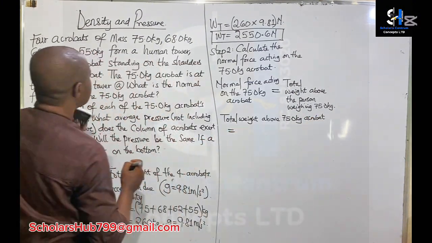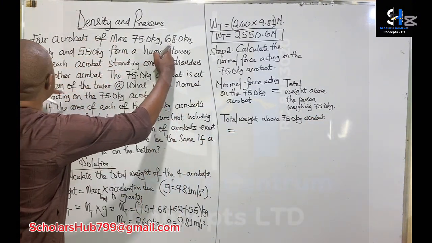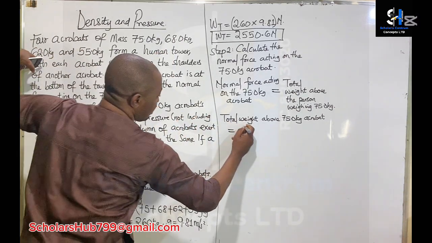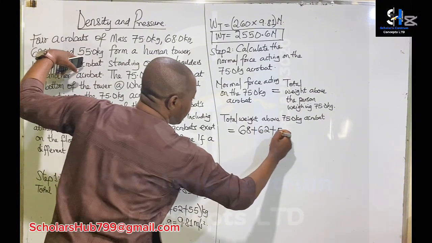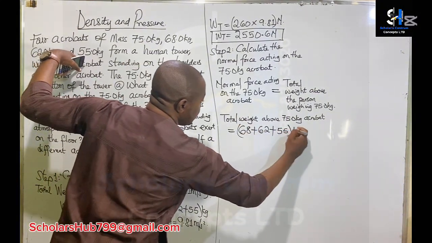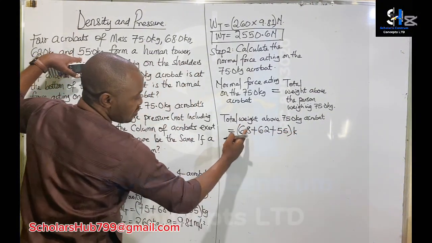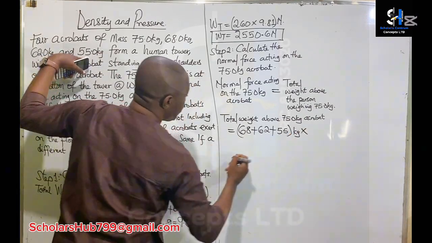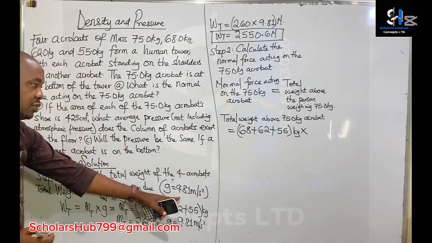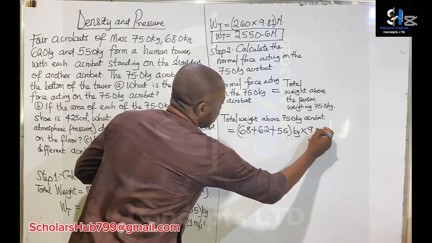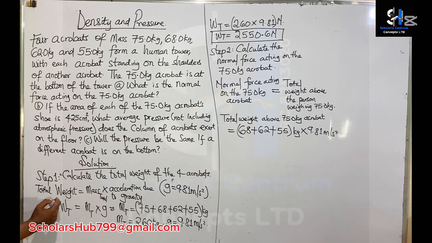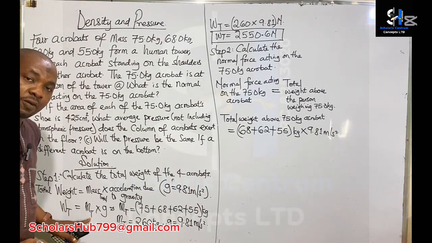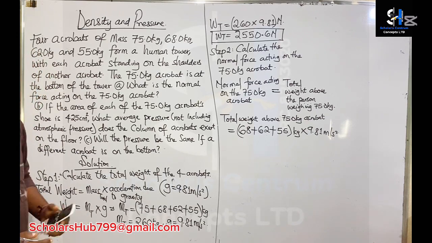So the total weight above the 75.0 kilogram acrobat, we are going to add 68, 62, and also 55. We first add the mass, this is in kilogram, then multiply by the acceleration due to gravity, which is 9.81 meters per second square. Remember, I said to calculate weight: weight is the product of mass and acceleration due to gravity.